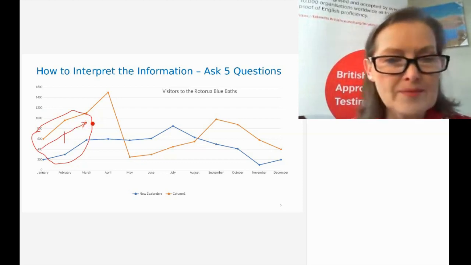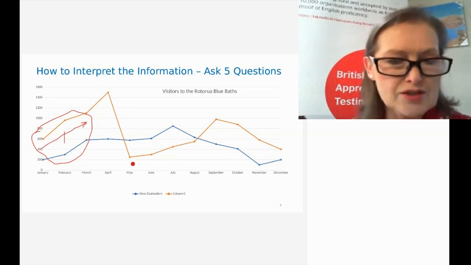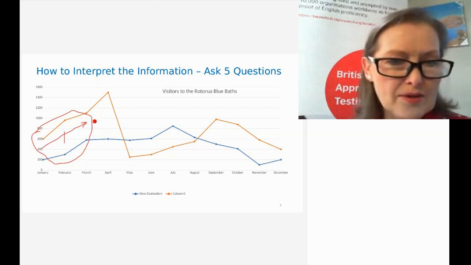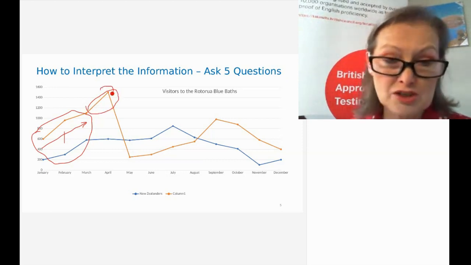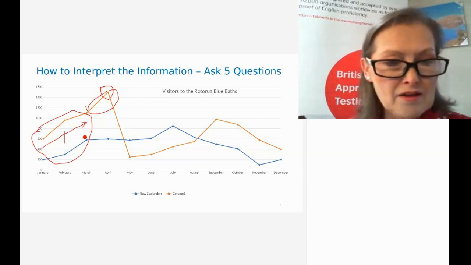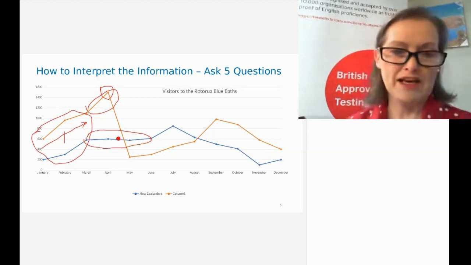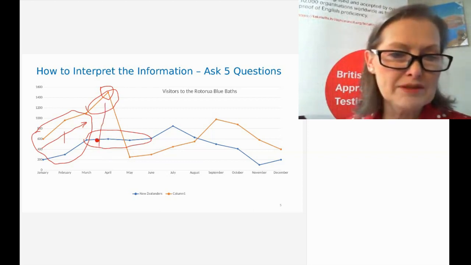After that, we start moving into a difference, don't we? So I could talk about figures for overseas visitors continue to rise, and I could mention my peak, while on the other hand, figures for New Zealand visitors remain stable. So I would be comparing and I would be contrasting this information. So that would be my second point.